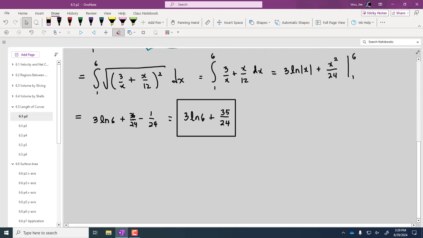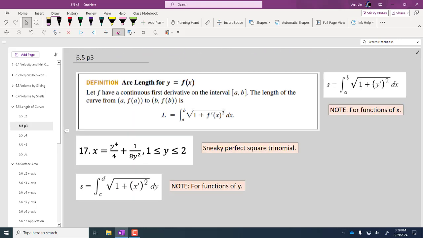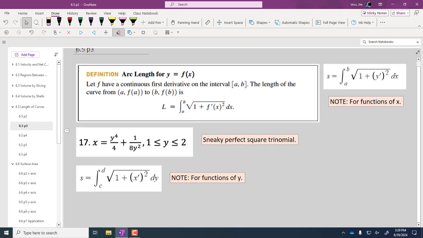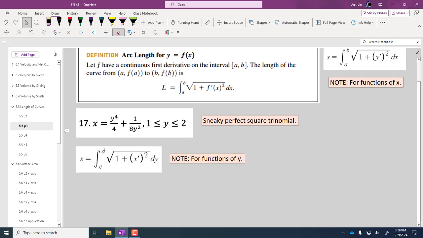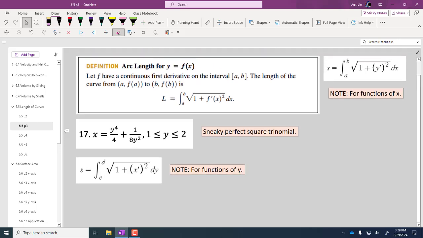Okay, let's try another one. These take a little bit of practice. So, same setup. Our arc length formula, 1 plus the derivative squared inside the square root. Now, if we have functions of x, the formula has a dx and a dx. Notice that this one that they give us has a y. So it's a function of y instead of a function of x.